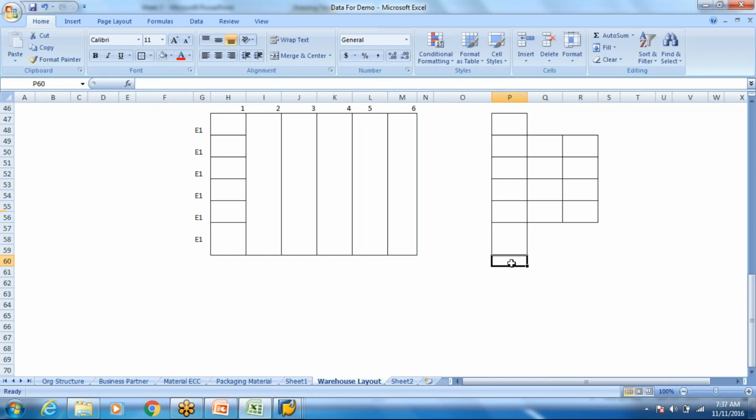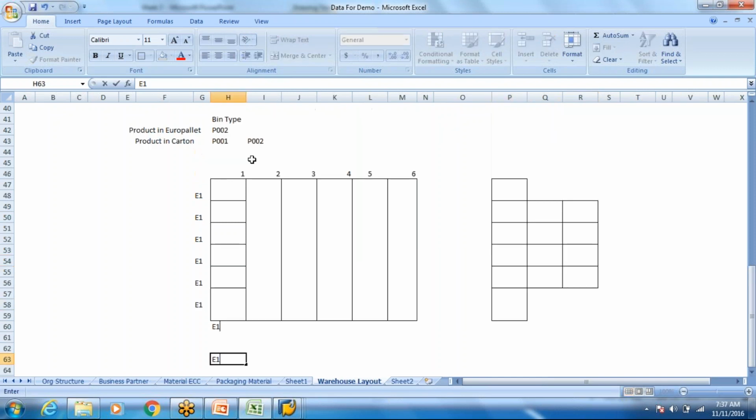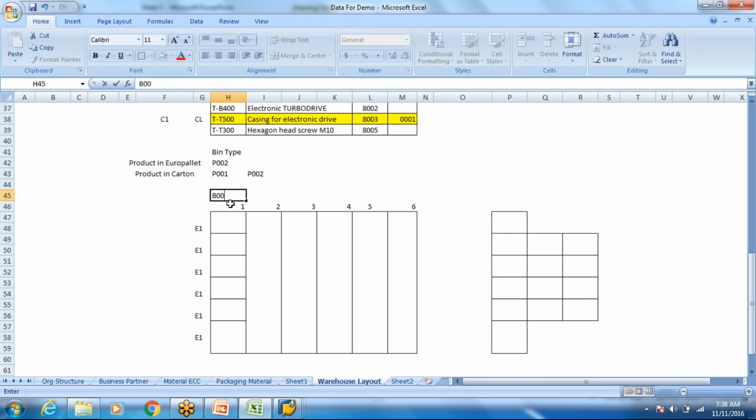Okay, basically what we do here is, for a Euro pallet, this is the bin of type B001. So now we know what a bin type is. Bin type is based on the length and width; we define a bin type. These all are bins of bin type B001.